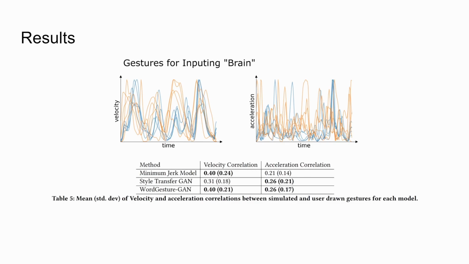WordGesture-GAN can also simulate the velocity and acceleration curves for gestures. In evaluating the correlation for velocity and acceleration against the user-drawn data, WordGesture-GAN is able to perform similarly to the minimum jerk model in predicting the velocity curve, and similarly to the style transfer GAN in predicting the acceleration curve.